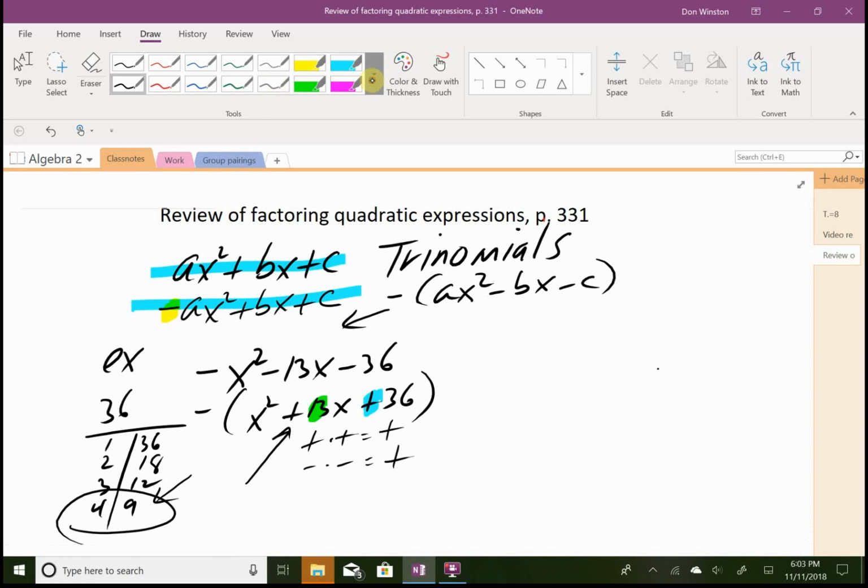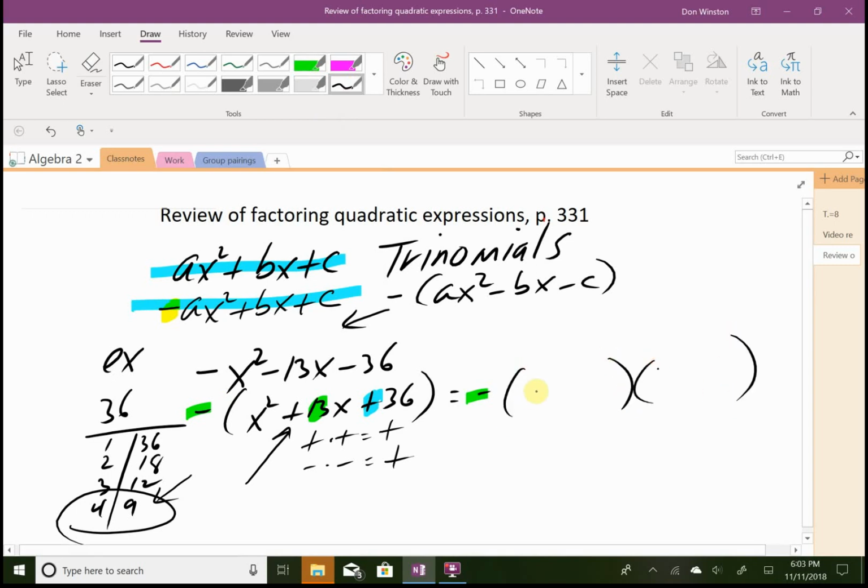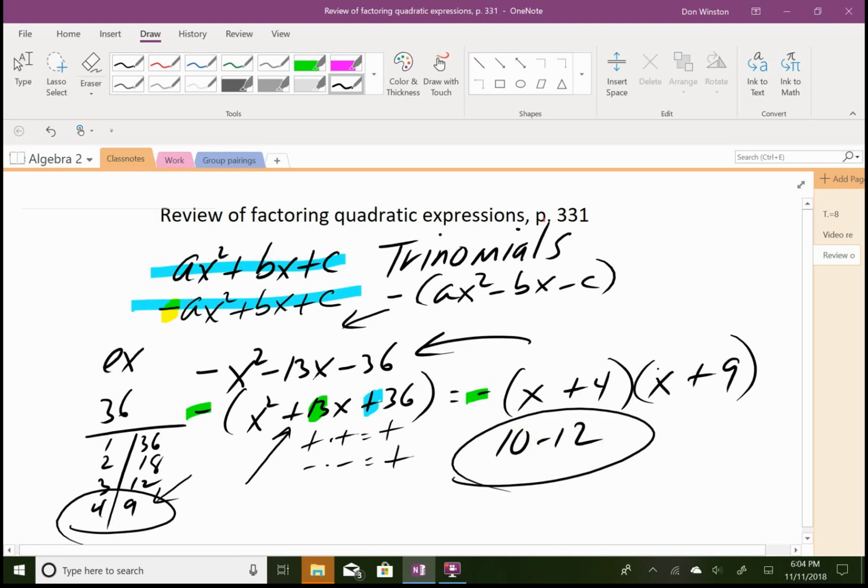So here we go. When we factor this, we can keep our negative. So there's my minus. And then we factor as the product of two binomials, x and x, and then positive 4, positive 9. If you FOIL, you'll find you get back to where we started. So again, we're just factoring out the negative first. The problems you have where you have to factor out the negative on page 331 are 10 through 12. As you do those problems, review this video and it should help.